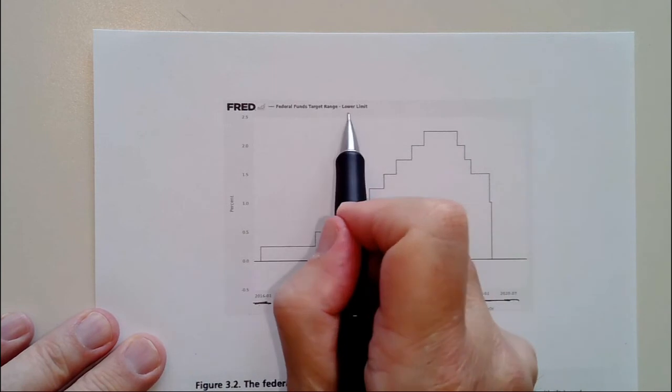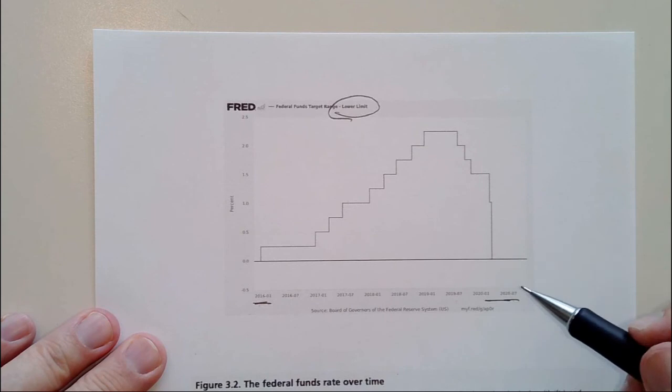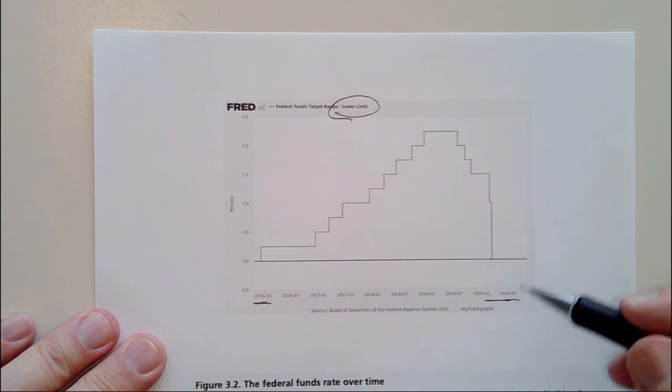Now, there's actually 2 limits. There's a lower limit. This one's a lower limit, and there's an upper limit. The upper limit, I think, is 0.5% above here. And so they try to keep the actual effective rate within those limits.